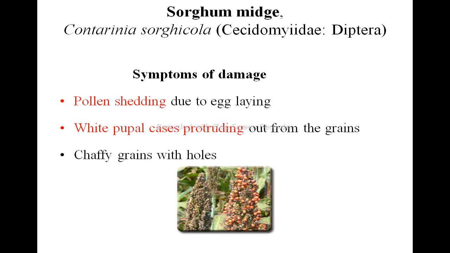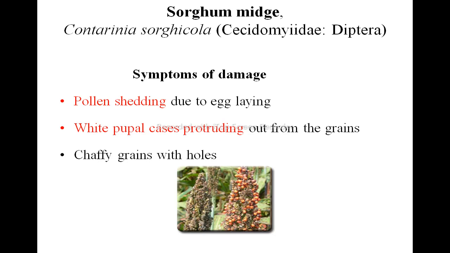Next insect is sorghum midge, a most important insect, that is Contarinia sorghicola. Family is Cecidomyiidae and order is Diptera. As I told you, all the true flies and midges come under the order Diptera.